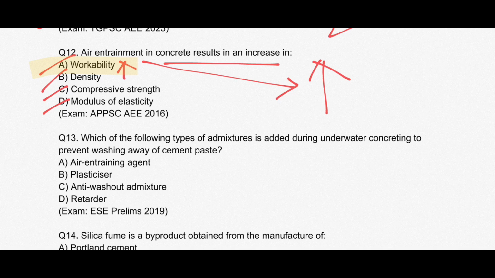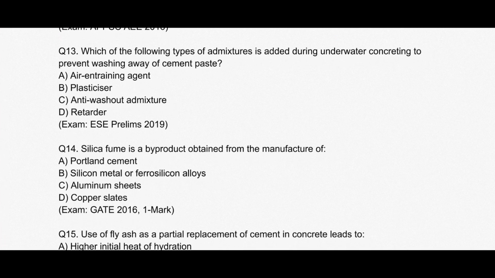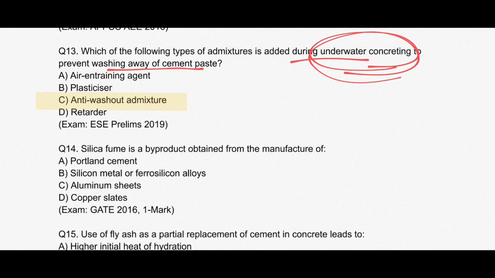13th question. Which of the following types of admixtures is added during the underwater concreting to prevent washing away of the cement paste? Option వచ్చేసి option C, that is anti washout admixture అనేది యూజ్ చేస్తాం in order to prevent the wash away of the cement paste during the underwater concreting work.